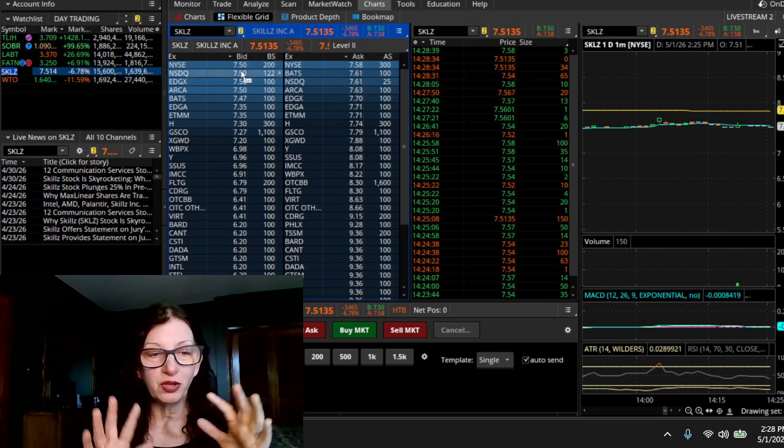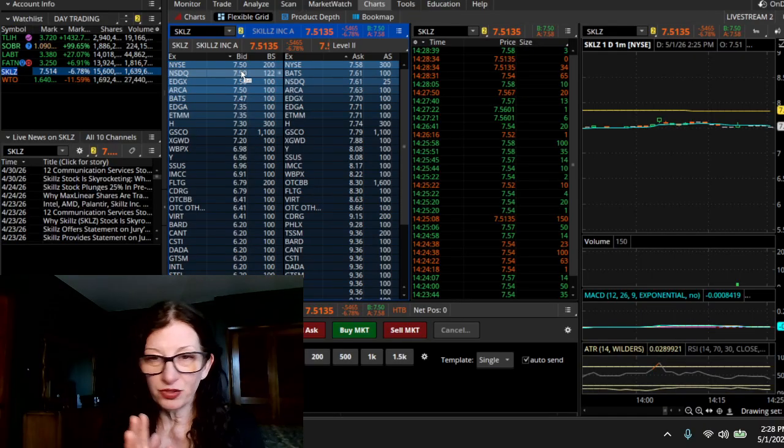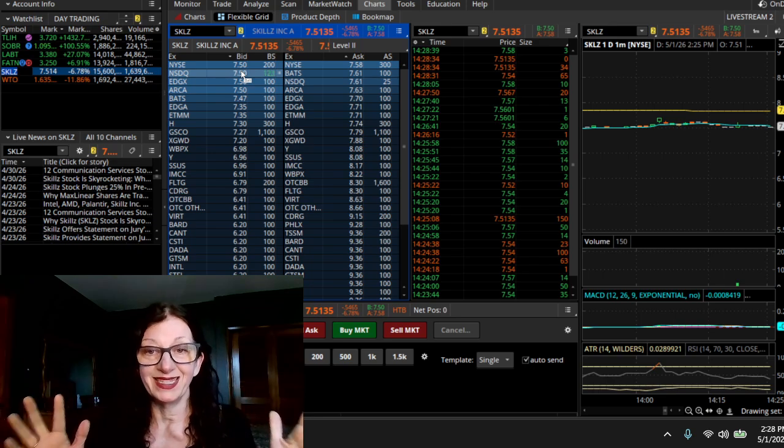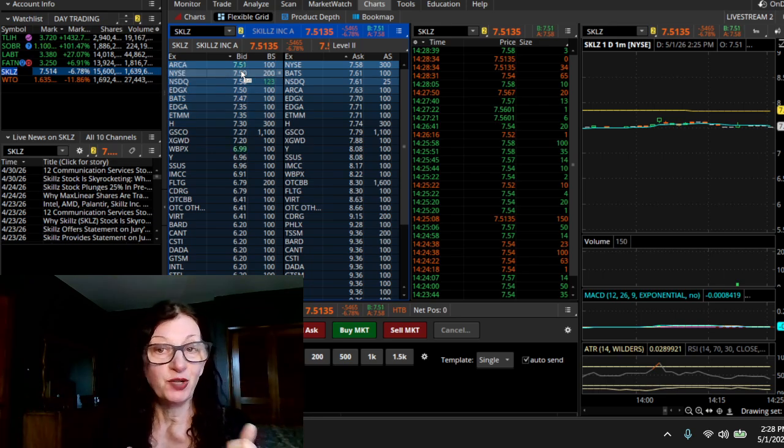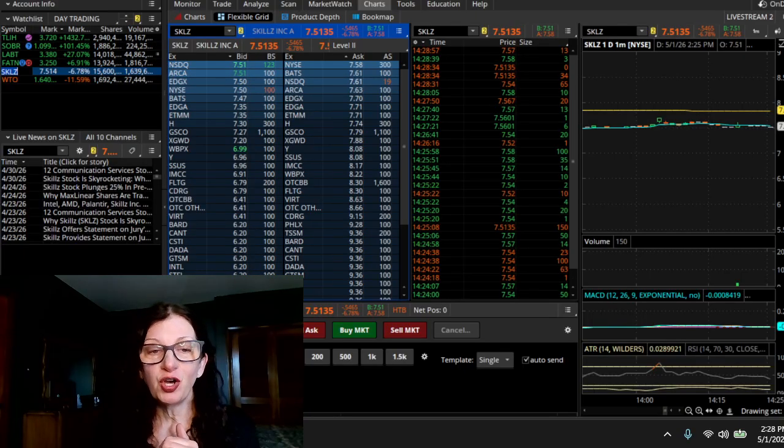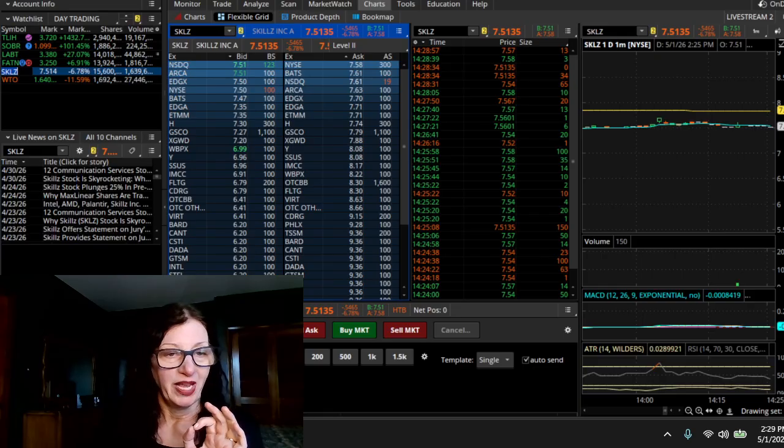So a tight gap means a lot of people are trading the stock and the prices are really close, but a wide gap means less people are trading it. And you might get a bad fill. Okay, you might get a bad fill. So a lot of times what you really want to look for is a tighter spread.